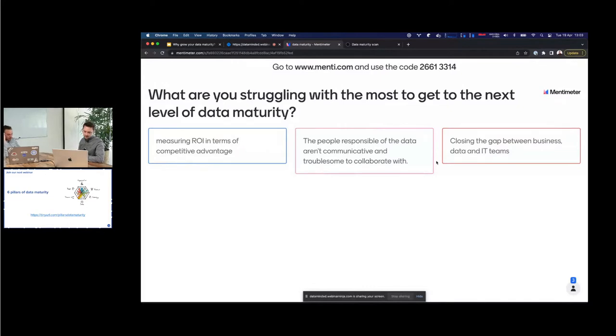I think mostly to the question I asked, what are you struggling with the most? Measuring ROI in terms of competitive advantage. Yeah, to be honest, that is super hard, because you can start a data initiative in Q1 and in Q2 see a 20% increase in revenue or a 50% increase in profit. Is that because of a data initiative? You can do A/B testing if you want, but that is very hard. So measuring the ROI as a competitive advantage versus your competitors is very often hard.